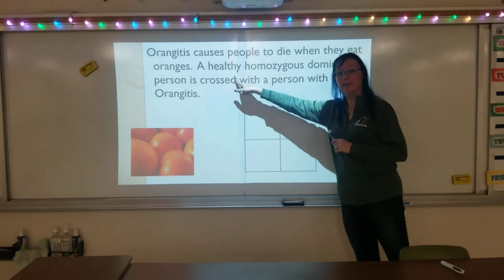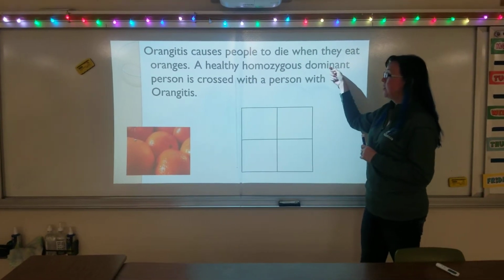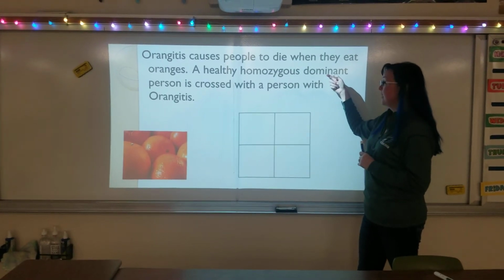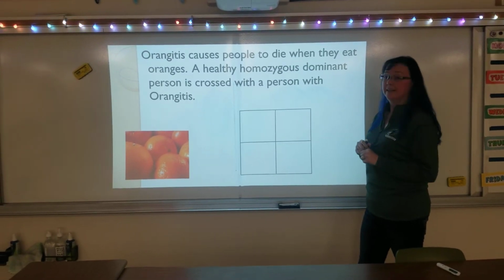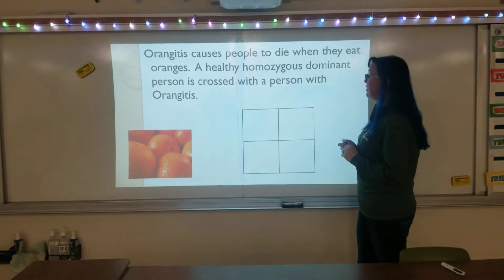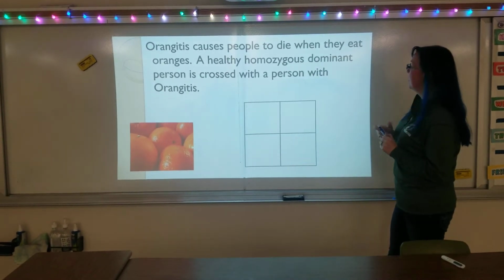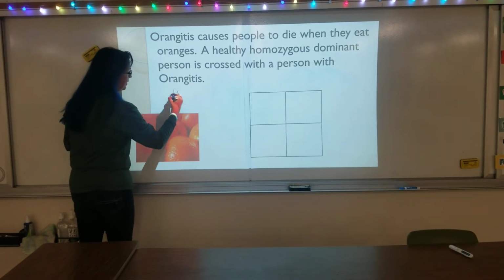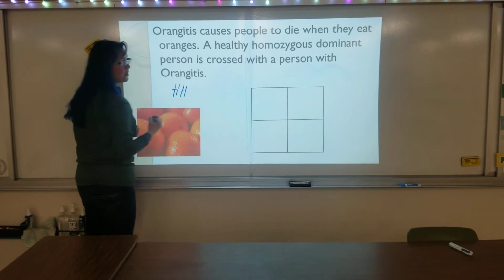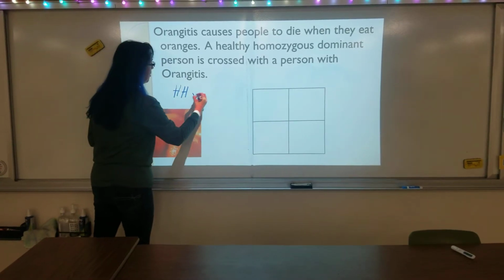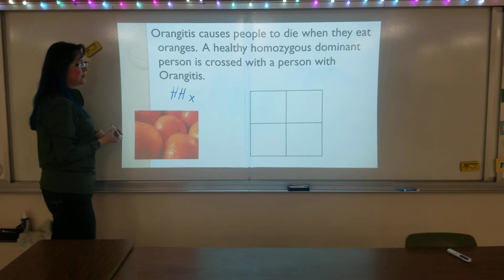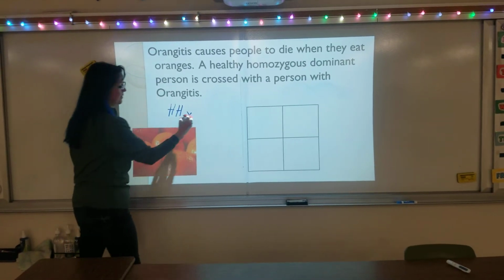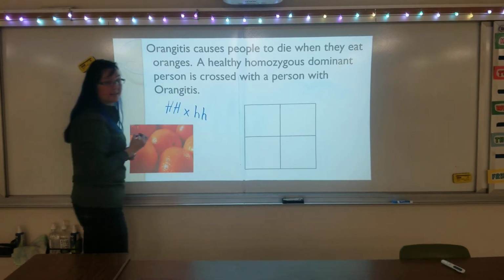So this person is healthy, and it says they're dominant. So that probably means that orangitis is going to be something that's recessive. So healthy then is going to be our dominant trait. So we're going to use some H's. So healthy homozygous dominant person, I'll write it over here. That's going to be capital H, because homozygous is the same. We're going to cross it with somebody that has orangitis. Since healthy is dominant, the only way that they can have this disease would be to have 2 recessive traits.